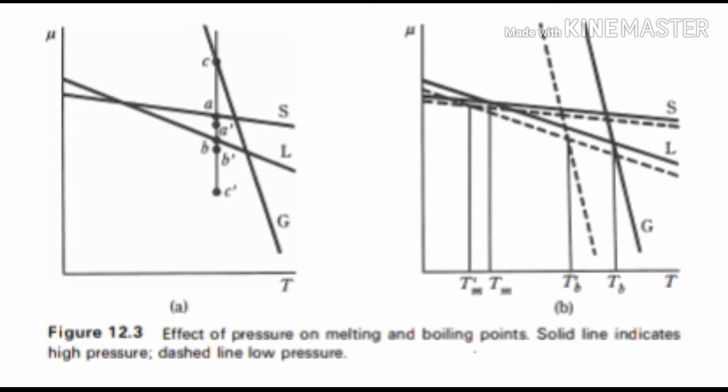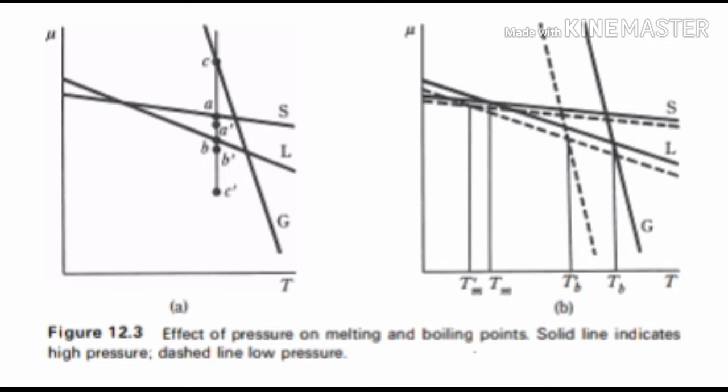Since the molar volumes of the liquid and solid are very small, the value of mu is decreased only slightly, for the solid from A to A prime, for the liquid from B to B prime, figure 12.3a. The volume of the gas is roughly 1000 times larger than that of the solid or liquid, so the mu of the gas decreases greatly from C to C prime. The curves at the lower pressure are shown as lines parallel to the original lines in figure 12.3b. The figure has been drawn for V gas greater than V liquid greater than V solid.